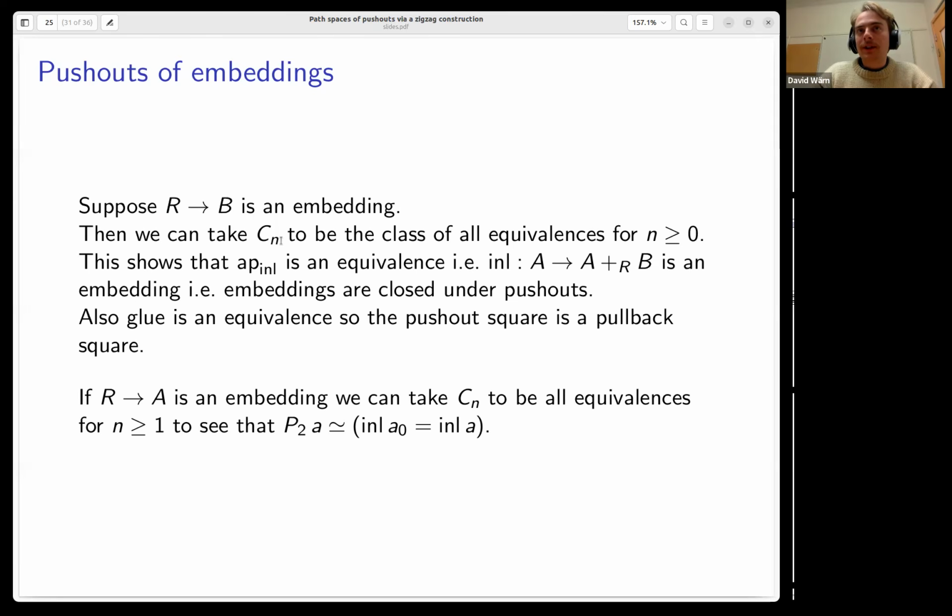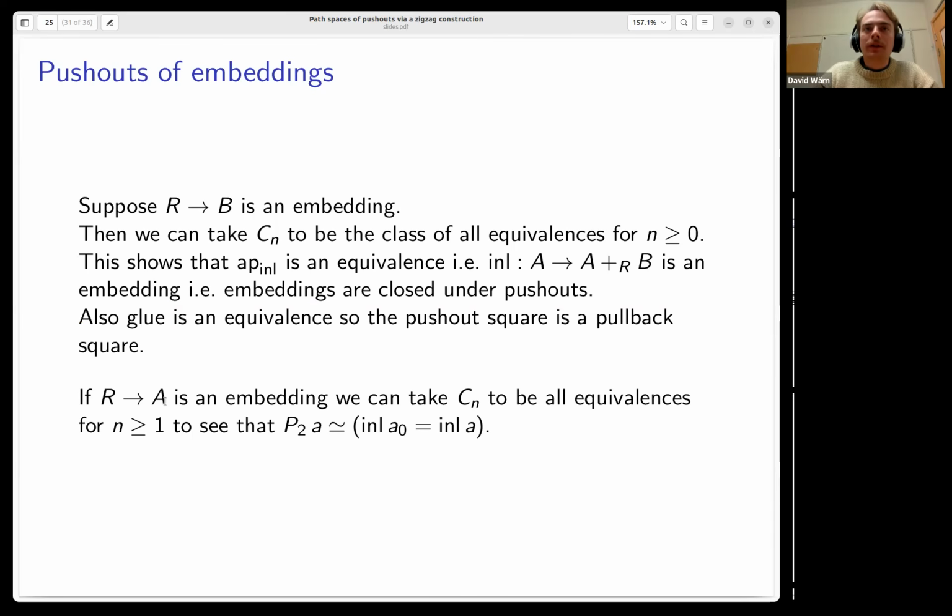So in this case, we can take Cn to be a very small class of maps containing only equivalences for n at t0. And the theorem on the previous slide applies, because equivalences are closed under pushouts, and because of this condition about the joins with contractible types. And then we see that inleft, which is this map P0 to P infinity, is an equivalence already. So this means that inleft is an embedding. This is the statement that embeddings are closed under pushouts. And there are also some more consequences. We can see that the pushout square is a pullback square because glue is an equivalence also by the same reasoning.